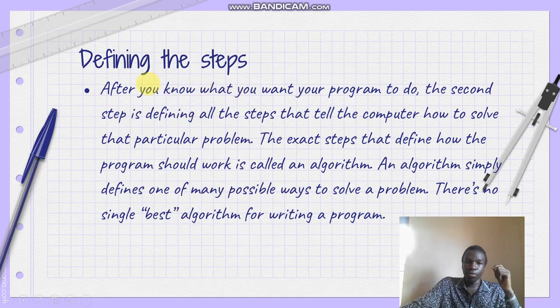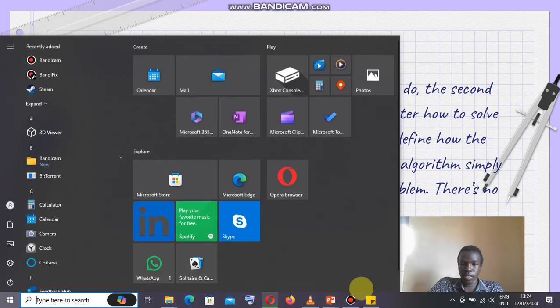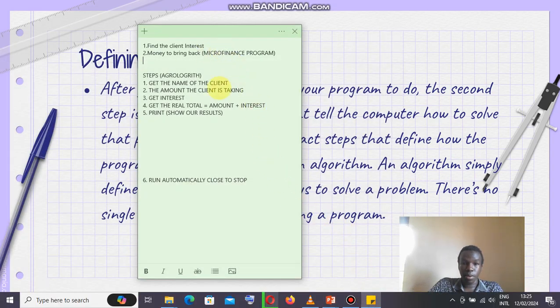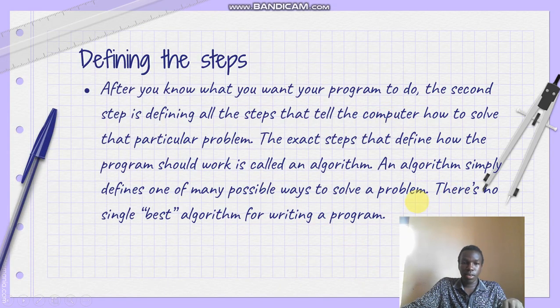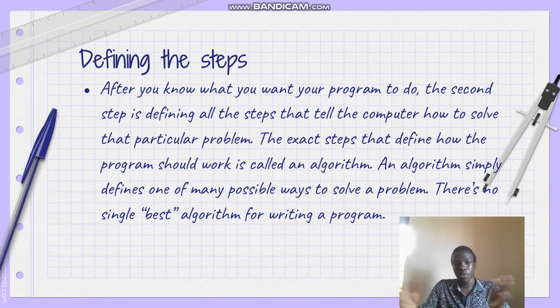So defining the steps, we have defined the steps. An algorithm simply defines one of many possible ways to solve a problem. So this is an algorithm for solving our problem here. So there's no single algorithm for writing a program. I would have started with interest, maybe anything. So there is nothing best that you have to use. You can use any of the things you want.